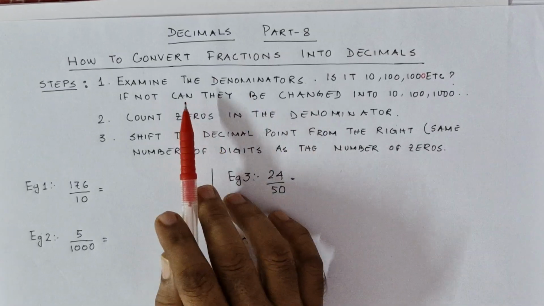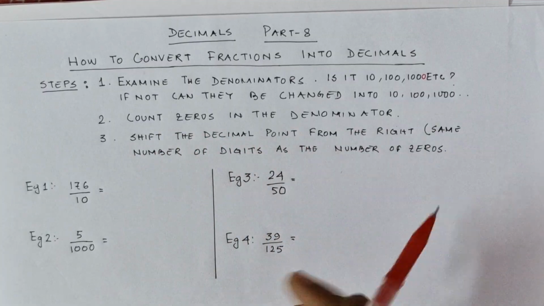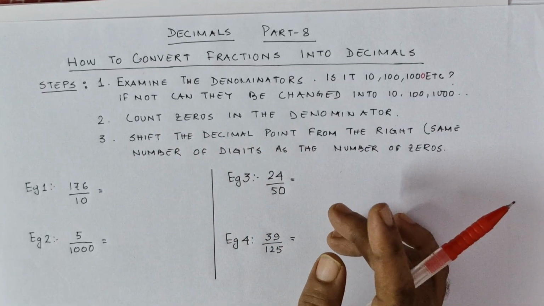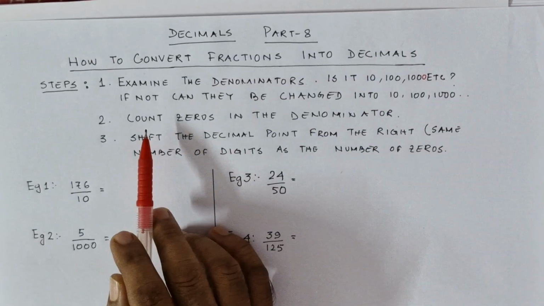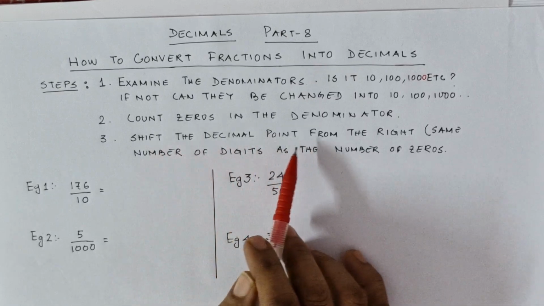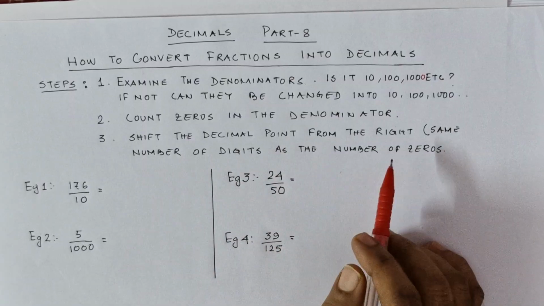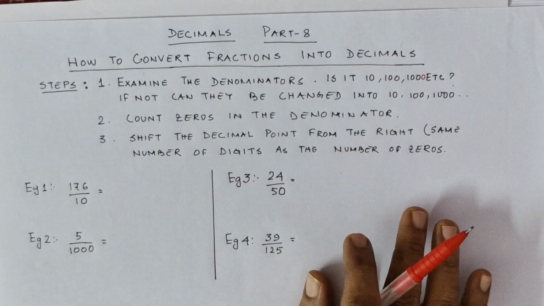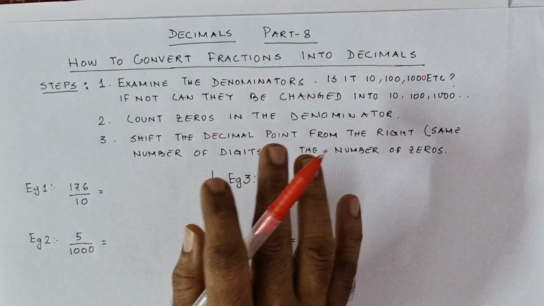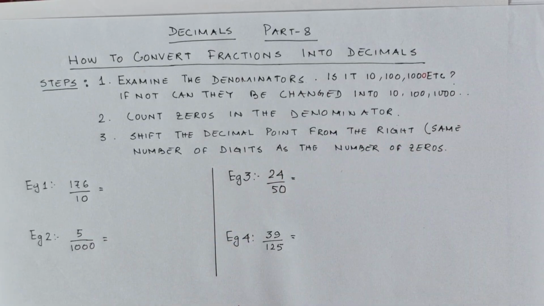Now once you have examined that, count zeros in the denominators. Okay, so if it is 10, then there will be one 0. If it is 100, then there will be two 0s, 1000, three 0s, and so on. Now once you have counted that, shift the decimal point from the right. How many places? That number of places will be equal to the number of zeros. Got it? So these are the three simple steps you need to remember, students, and let's see how you apply the steps in order to convert those fractions with denominators 10, 100, 1000, etc.